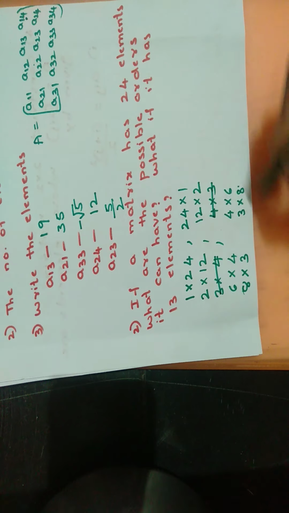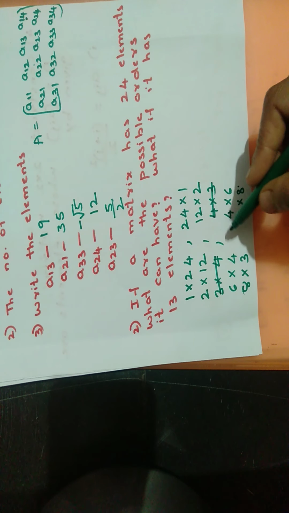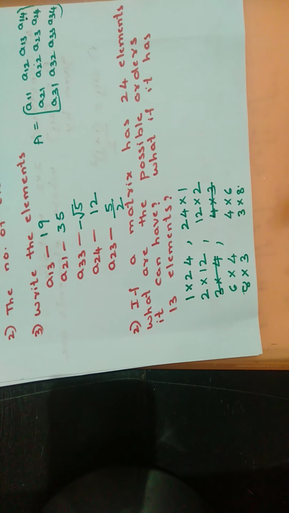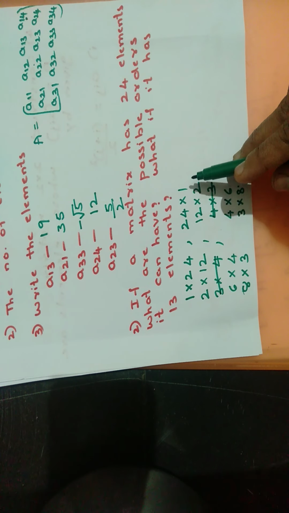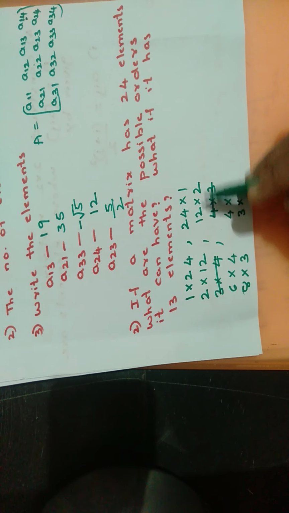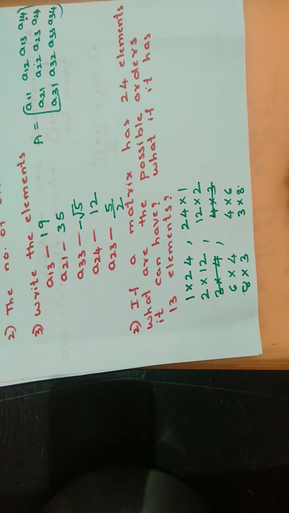These are the possible orders the matrix can have: 1 into 24 and 24 into 1. Next, 2 into 12, 12 into 2, 6 into 4, 4 into 6, 8 into 3 and 3 into 8. These are the possible orders.